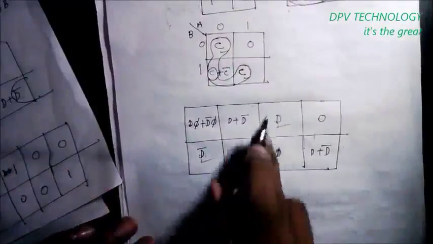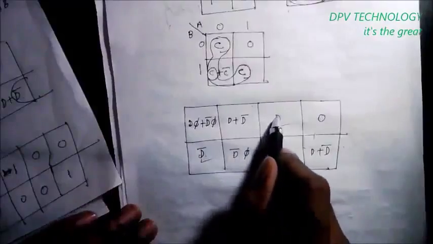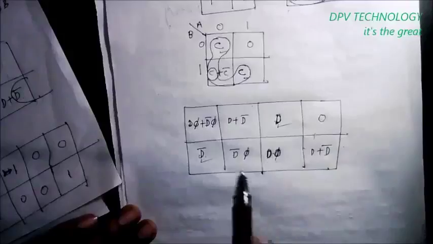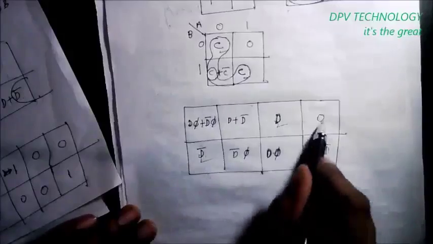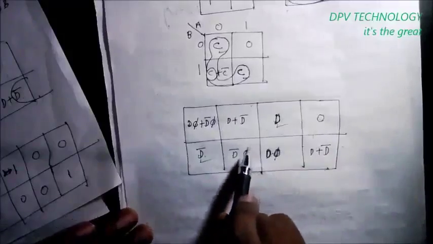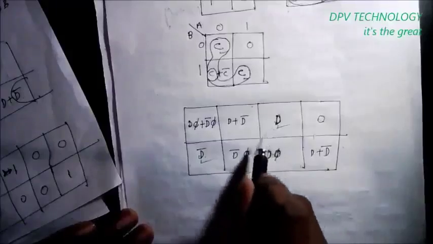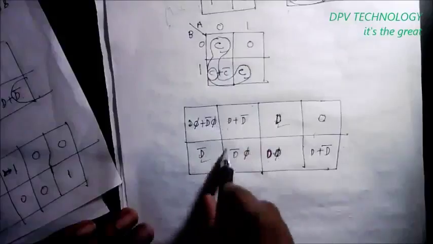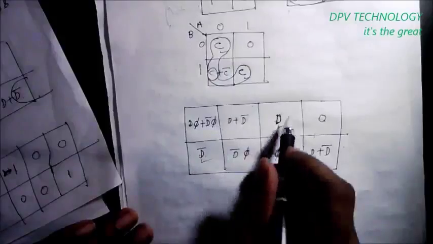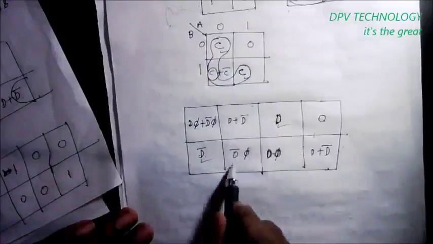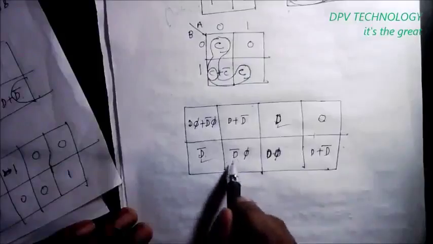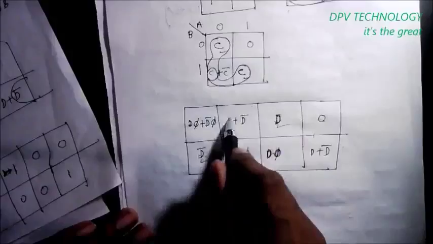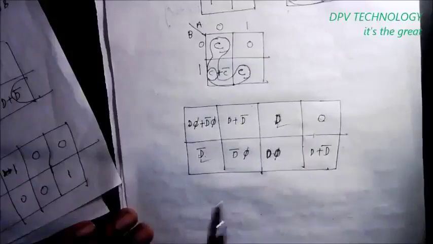So how to group this thing? You see that you can group D with D here, or here also. You cannot group this with 0 as usual, and now you cannot group these 4 MEV with D, because here we have D bar, so you cannot group these 4. You can group this with this D, or you can group this with this D.